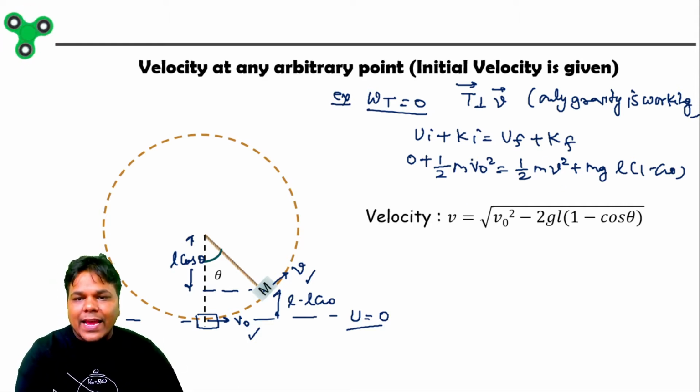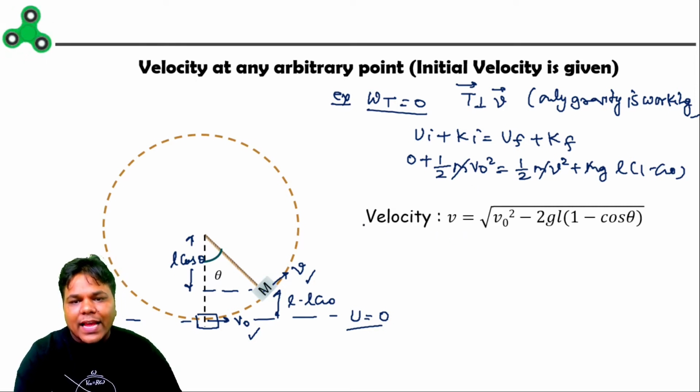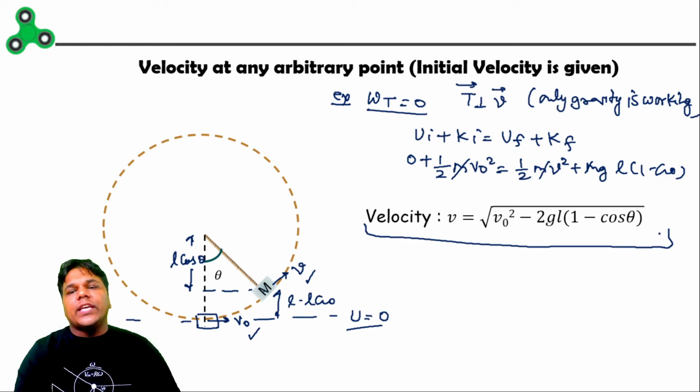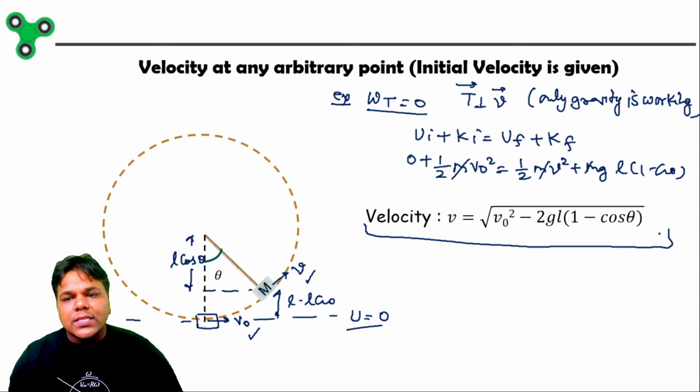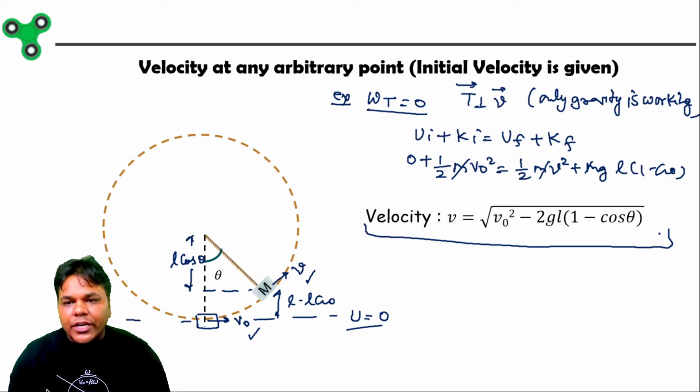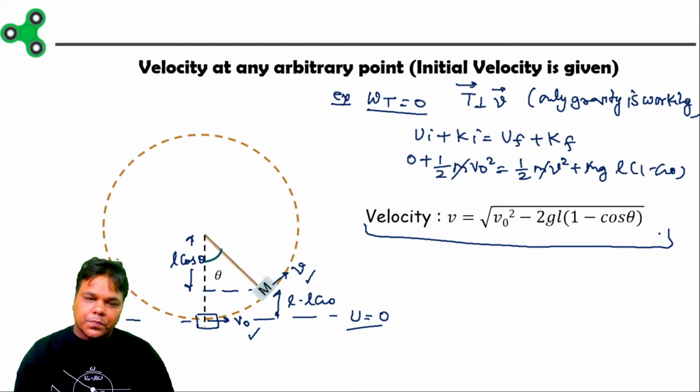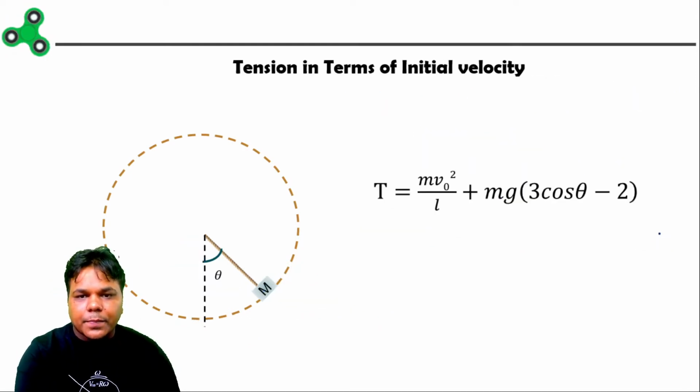Okay, we can neglect m and multiply by 2. So v square will be v naught square minus 2gL(1 minus cos theta). Got the point or not? Sure. Okay, moving to the next point.